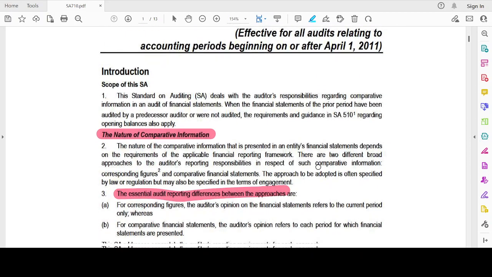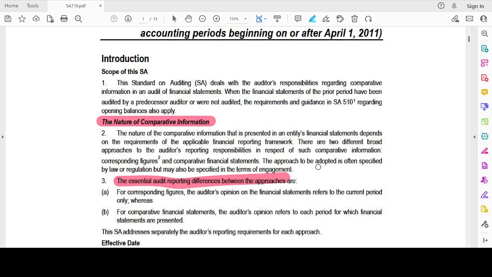Now, let's understand the nature of comparative information first. The nature of comparative information presented in an entity's financial statements depends upon the requirements of the AFRF. There are two broad approaches to the auditor's reporting responsibilities in respect of comparative information. One is corresponding figures, and another one is comparative financial statements.